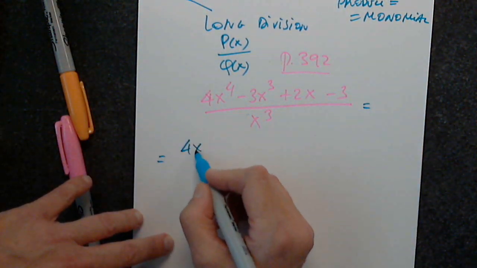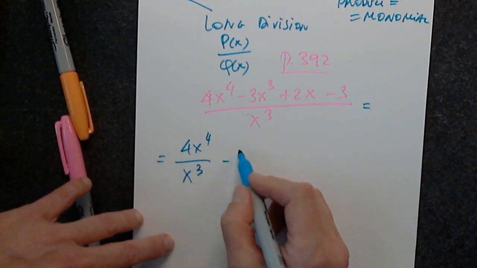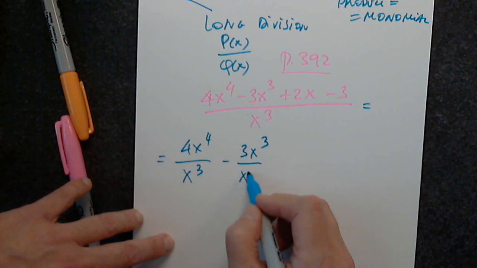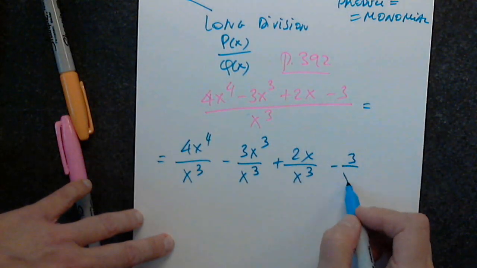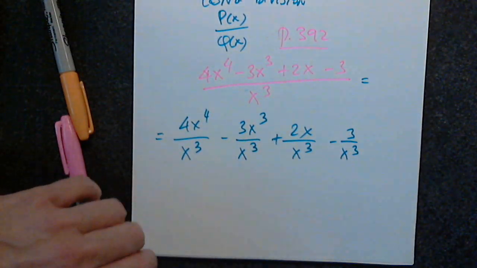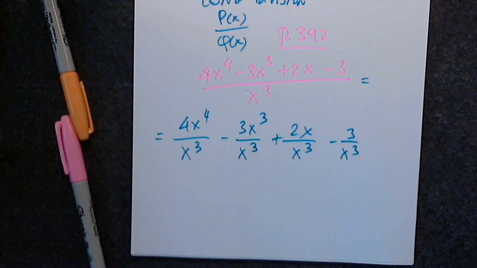Good. So then 4x to the fourth over x cubed minus 3x cubed over x cubed plus 2x over x cubed and minus 3 over x cubed. And you could say this is not a division at all. Well, I will simplify each fraction by itself. And this is useful for other things.